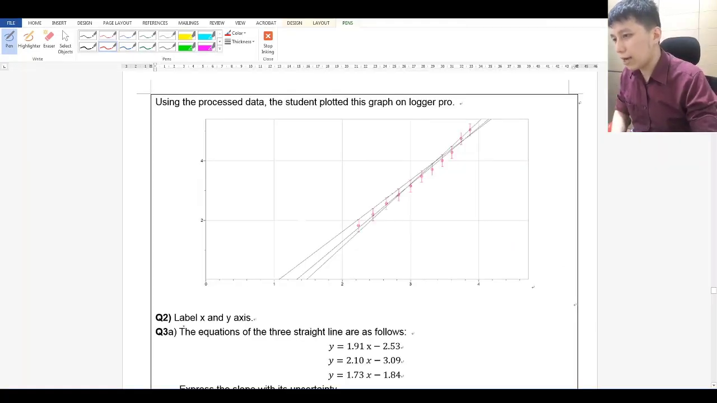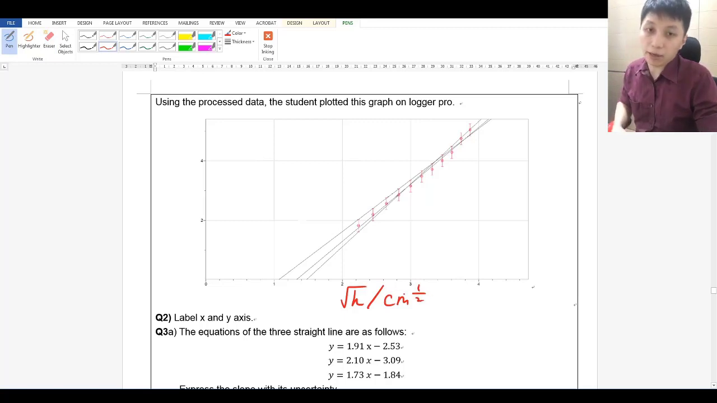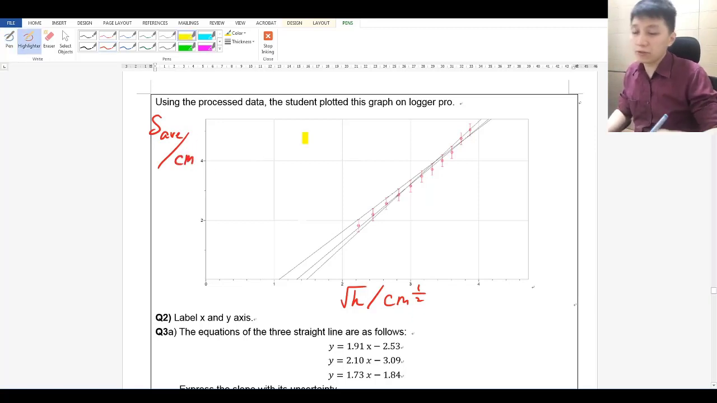Back to the question. Question 2 asks you to label x and y axis. So obviously, x axis is root h. You can put down the name if you like to, and then the unit is root cm, or you can put it as cm to the power of 1 over 2. It's the same. And for the y axis, it's going to be s average, and the unit would be cm. Notice one thing: even though we have processed the data, we should still keep the independent variable on the x-axis and the dependent variable on the y-axis.